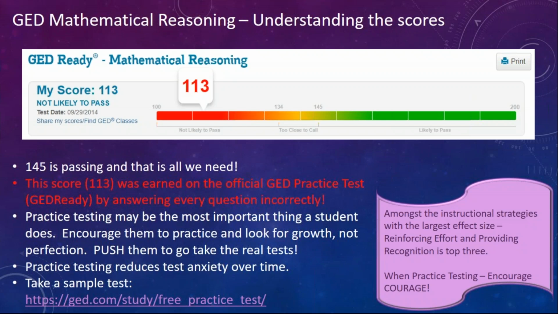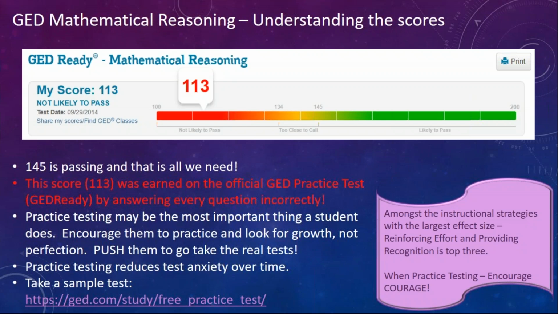So this is a test that I took out of curiosity, and I made sure that I got every question wrong. So you can see that the score is 113, and that is how many points I earned by getting every question wrong. So I wanted to just show you that, just so that you have a little bit of an understanding of how the scoring works. You need 145 points to pass the GED. The test is out of 200.